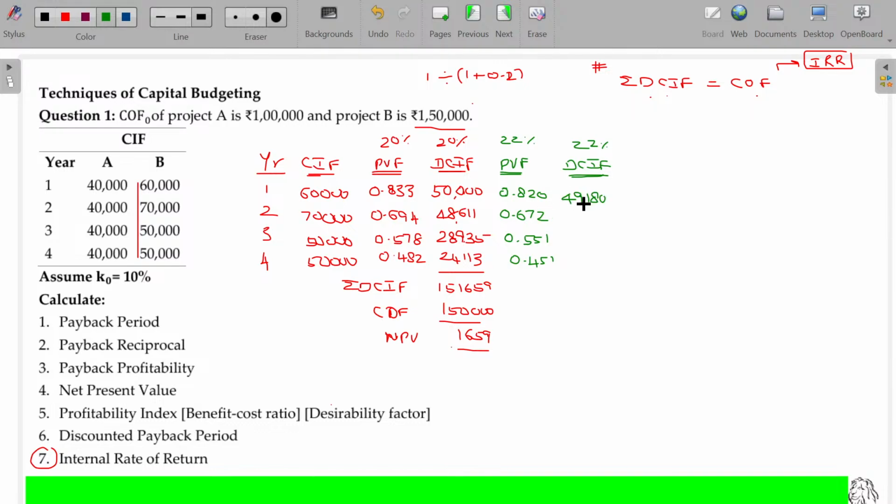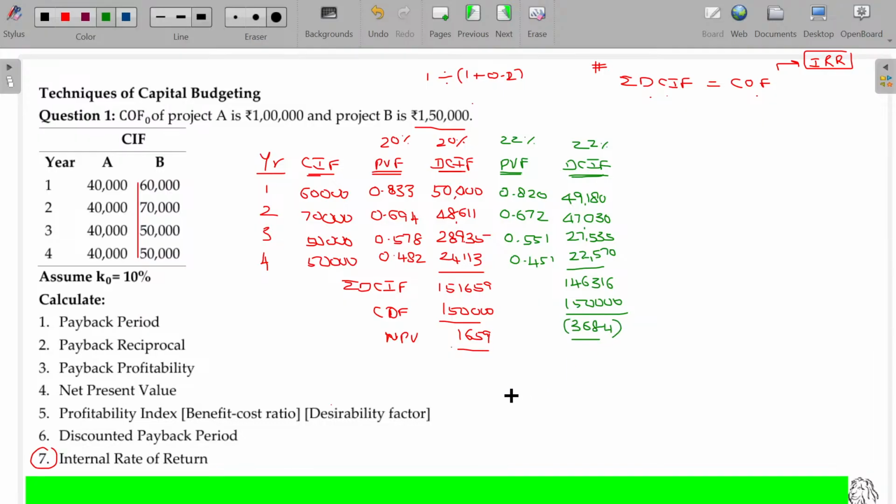49,180, 47,030, 27,535, and 22,570. Overall value being 1,46,316. Now what happened? The value is now negative. NPV being negative, 3,684 negative.